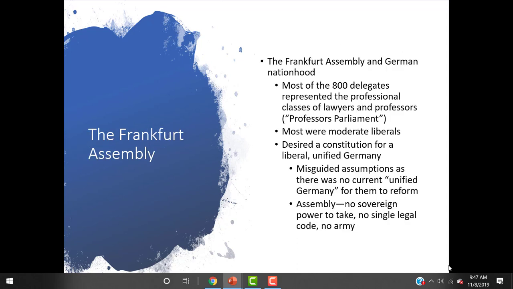The Frankfurt Assembly and German nationhood. Most of the 800 delegates represented the professional classes of lawyers and professors. They called it the Professors' Parliament. Most were liberals, moderate liberals. They desired a constitution for a liberal, unified Germany. But there was no current unified Germany for them to reform, so their assumptions were kind of out in left field. There was no sovereign power to take, no single legal code, no army. It was a confederation of loosely affiliated states, and that was about it.